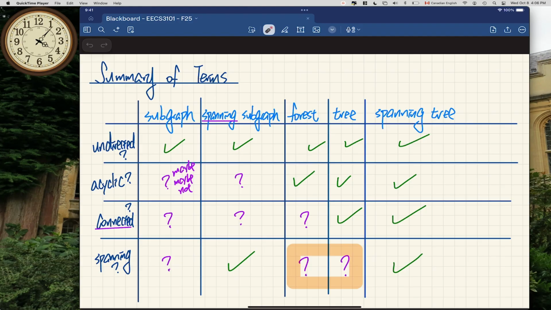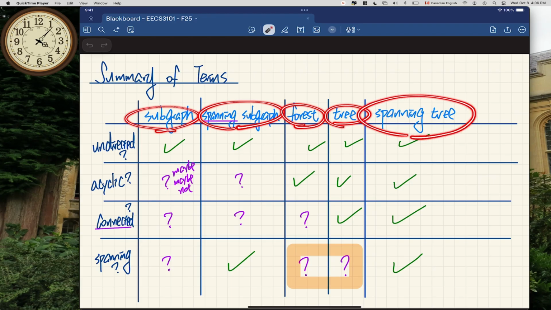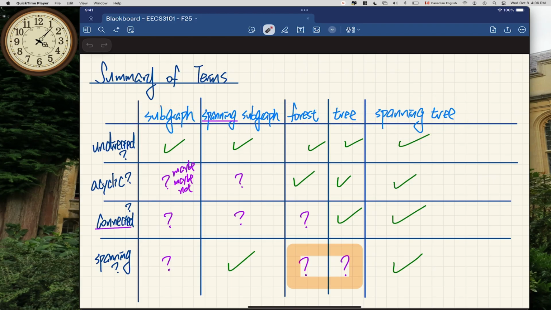All right, so we talked about subgraph, spanning subgraph, forest, tree, and also spanning tree. These are the terms we have mentioned so far. They're very important, okay? I'll let you double check the table.